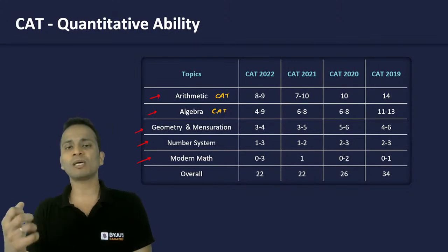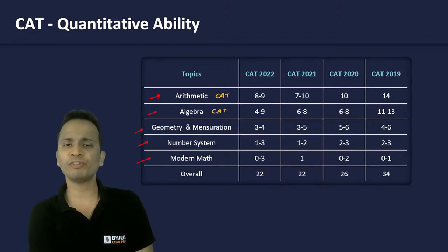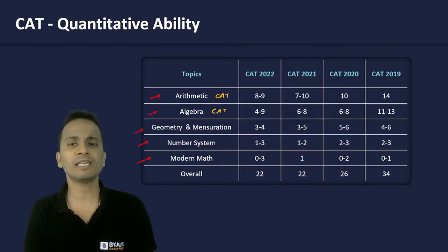If you can take out some more time, then you can spend it on geometry and mensuration, from which we saw 3 to 4 questions last year, which makes it the third most important area.